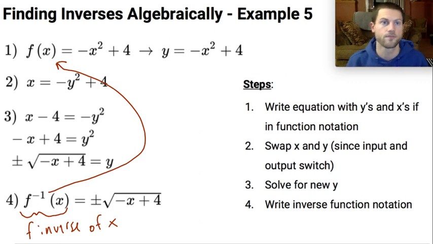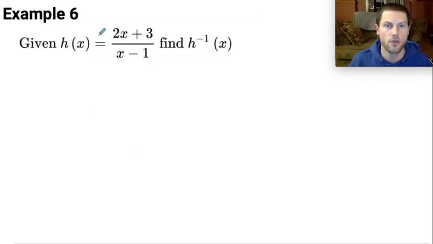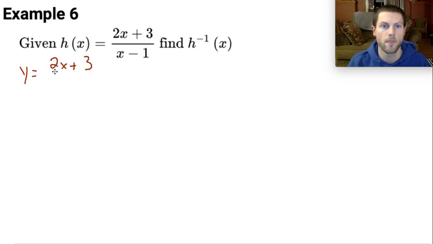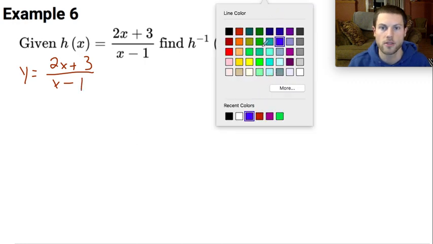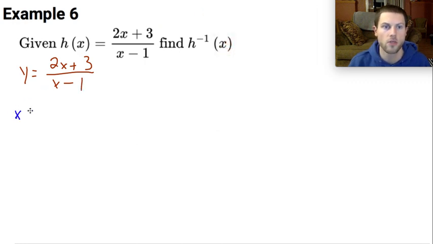So here's another example, a little bit trickier, but we can handle this. Let's follow the same steps as we did before. This is a rational function. I want to find h inverse of x. So the first thing let's do is write out things with y's and x's. y equals (2x plus 3) over (x minus 1). Then let's switch our x's and y's. So x will equal (2y plus 3) over (y minus 1). And now I need to solve for y.